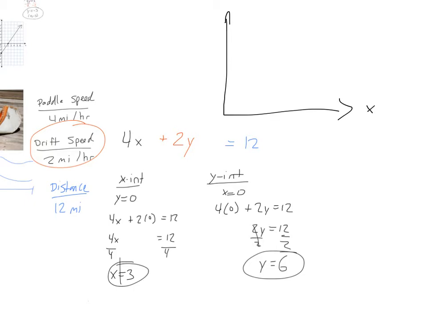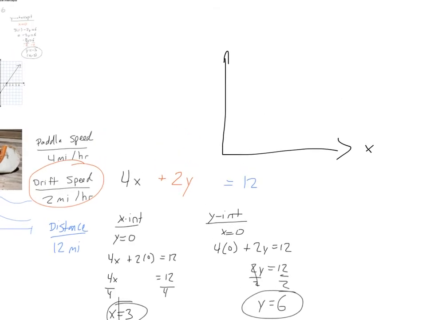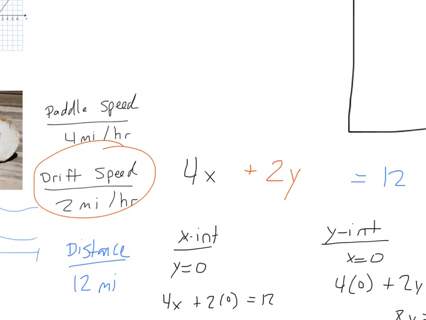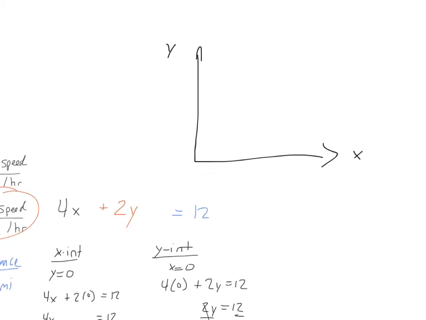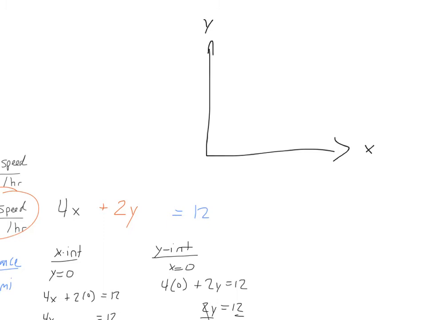What did x stand for? And what did y stand for? So this is my x-axis. What did that stand for? Well, we had 4 times x. What was 4? 4 was the paddle speed. So 4 miles per hour times x, which is the number of hours I'm going to paddle for. Can I move this? Yes, it will. Awesome. So our x-axis is going to be the hours paddling.